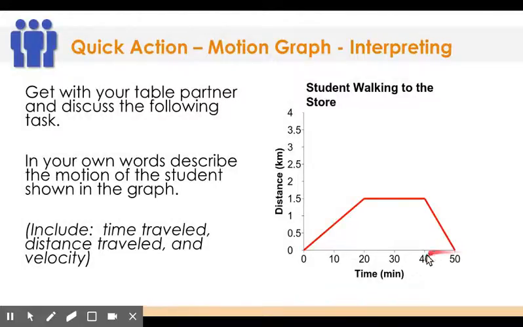So this might be like driving to the store, driving back home, if the average speed stayed the same the whole time. Now get back with your partner again and discuss the following. In your own words, describe the motion of the student shown in the graph. What was happening at all of these points along the graph?